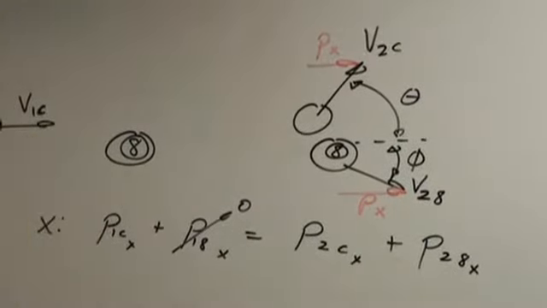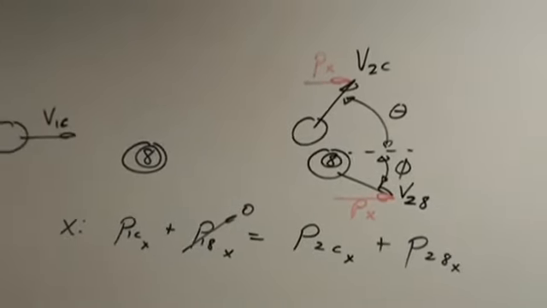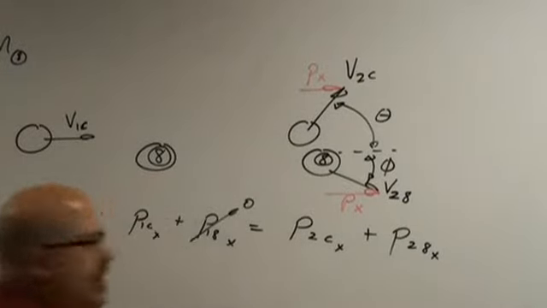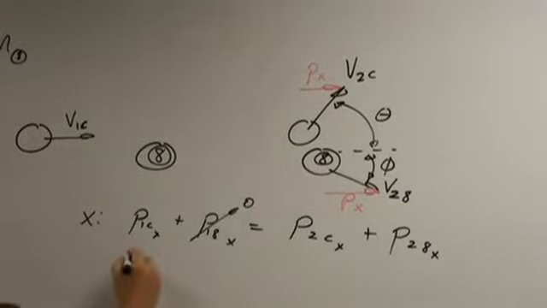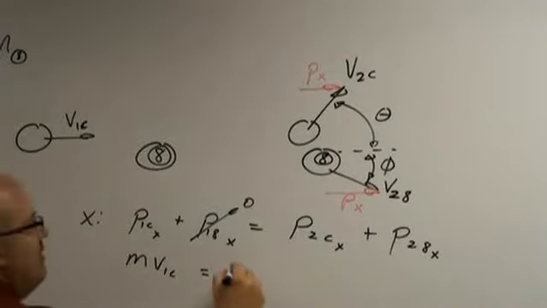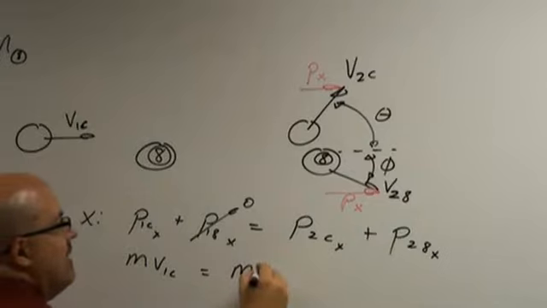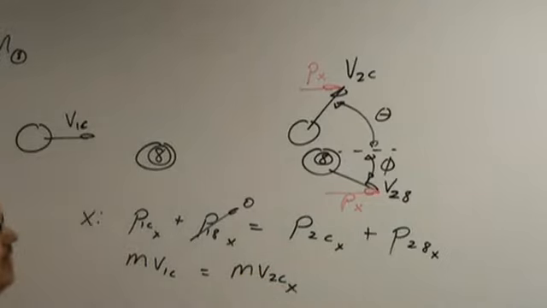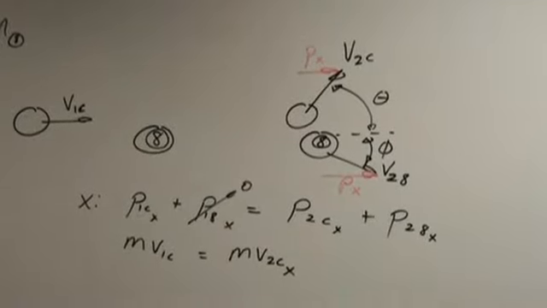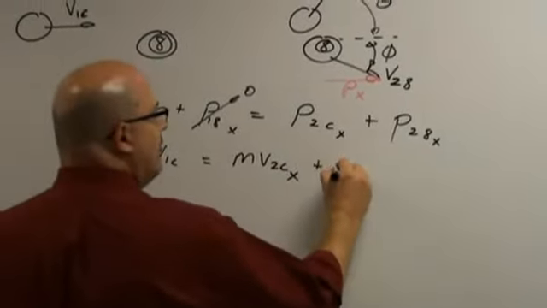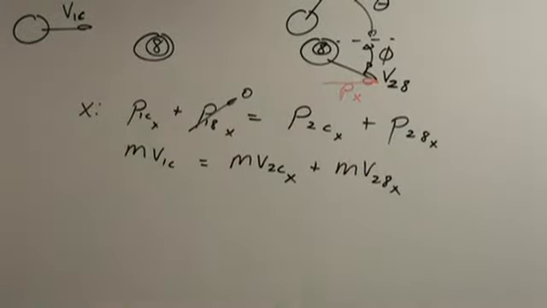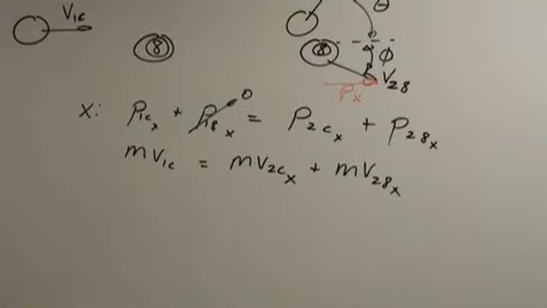Those must add up to be this one, right? Okay. And everybody, there's another kind of cool thing here. The mass times the original velocity of the cue ball must equal the mass times the velocity 2c in the x direction plus the mass times velocity 2,8 in the x direction. Everybody following me so far?